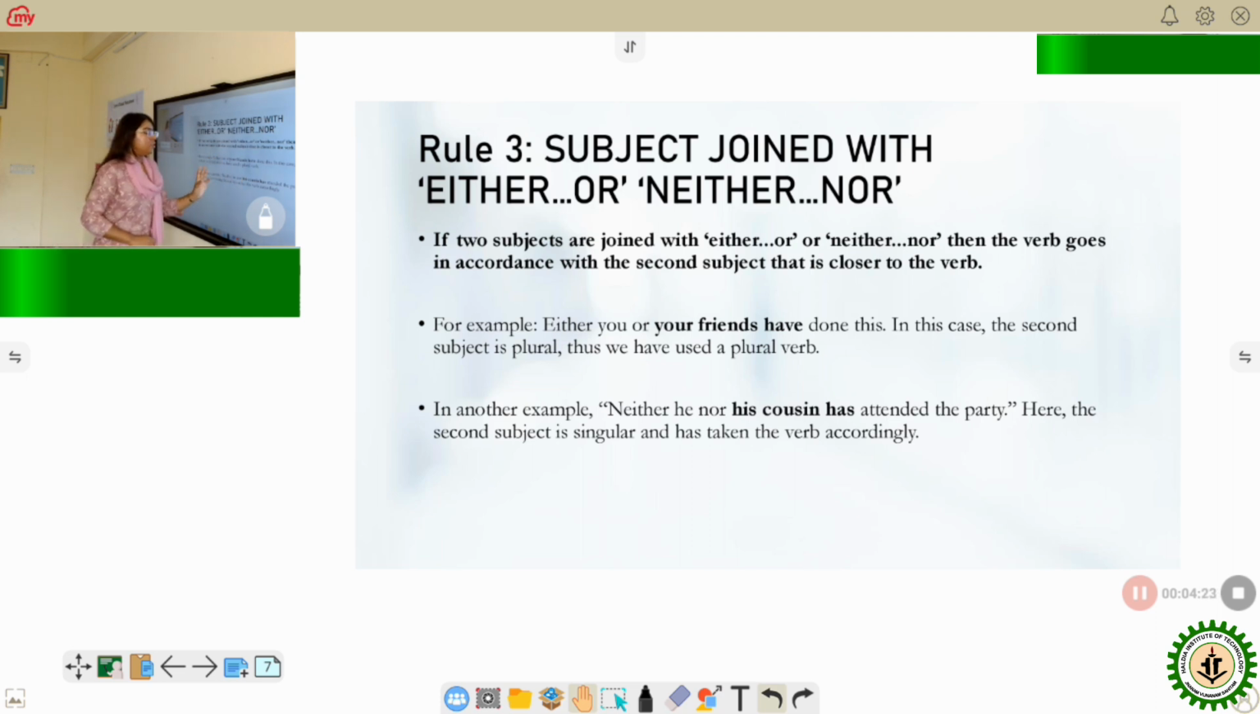Neither he nor his cousin has attended the party. The second subject is his cousin. So, singular verb. The singular subject will require a singular verb. So, in case of either or, neither nor, the verb will align with the second subject, that is closer to the verb.